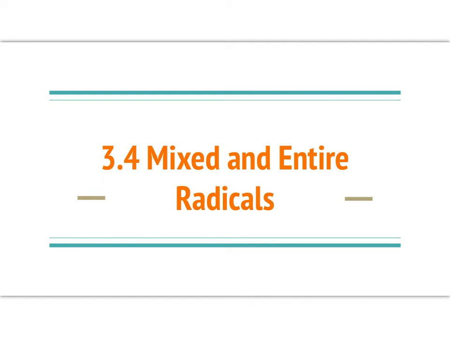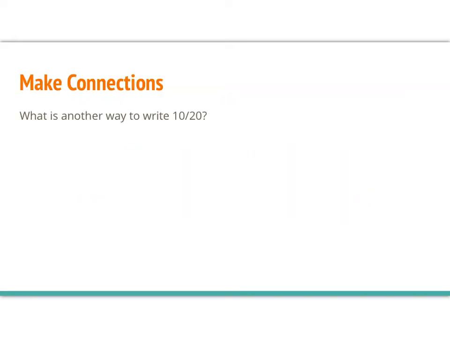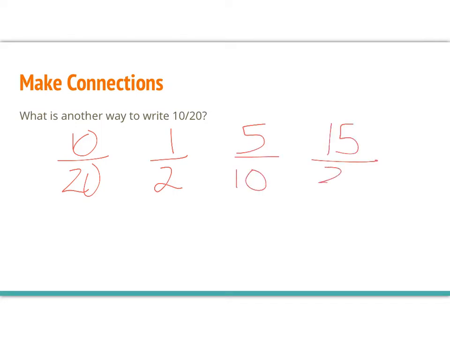So we're going to take a look at 3.4, which is mixed and entire radicals. So what is another way to write 10 over 20? Well, 10 over 20 could be reduced all the way down to 1/2, which we can write in infinite number of ways. So 5 over 10, 15 over 30, all kinds of different things. So what we're looking at today is a different way of writing something that is still mathematically equal.